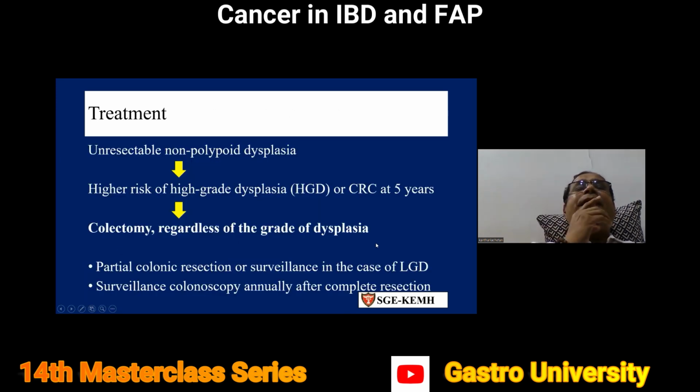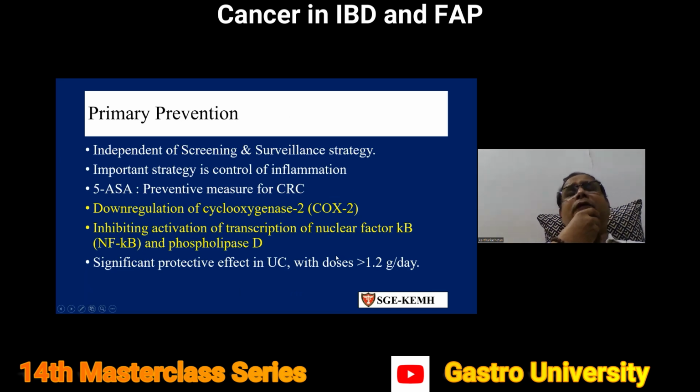Here again, I want to emphasize that patients with unresectable non-polypoid dysplasia have a higher risk of going into high-grade dysplasia or malignancy within 5 years, and hence, regardless of the grade of dysplasia, they should be subjected to colectomy, either a total colectomy, or in case of low-grade dysplasia, you could do a partial colonic resection and keep them under surveillance.